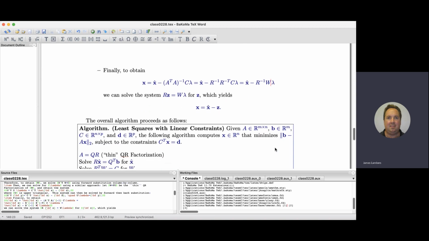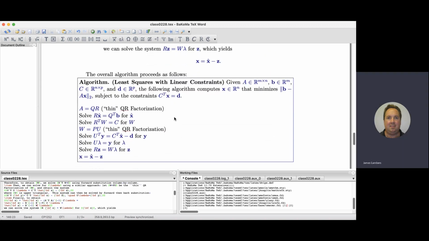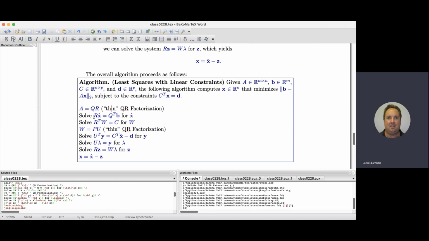So putting everything together that I've just shown you, this is the overall process. So to QR factorize A, this is just from the standard QR approach to solving the unconstrained least squares problem, which gives you X hat. Then we obtain a matrix W by solving this system column by column by forward substitution. QR factorize W.